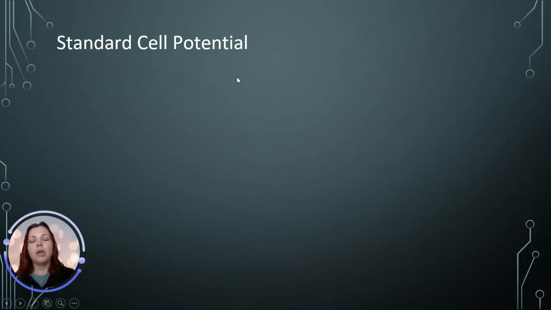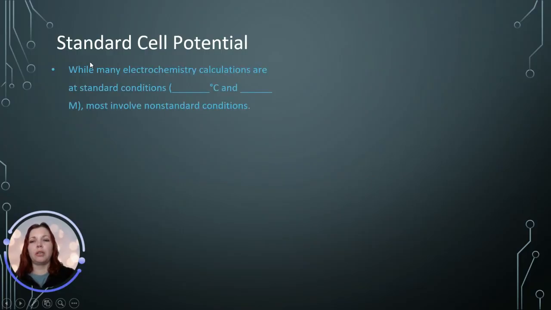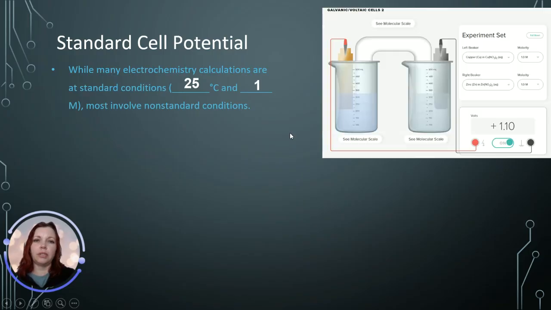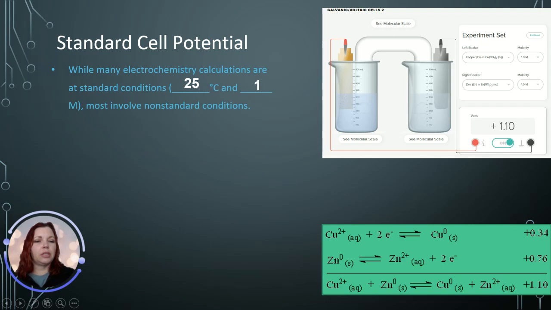cell potential. So far we've been talking about electrochemistry calculations being at standard conditions, 1 atm, 25 degrees Celsius and 1 molar, but most involve non-standard conditions. So if we look here, this is the cell at standard conditions. And this is your half reactions that add up to give us the standard cell potential.